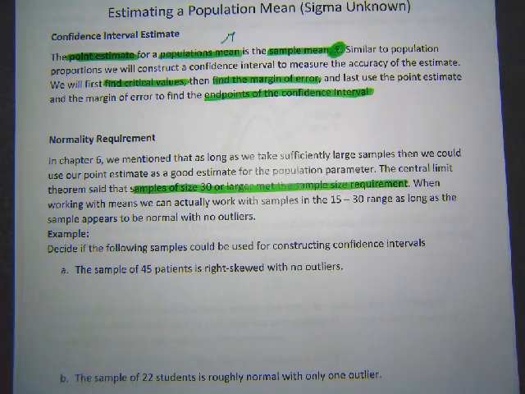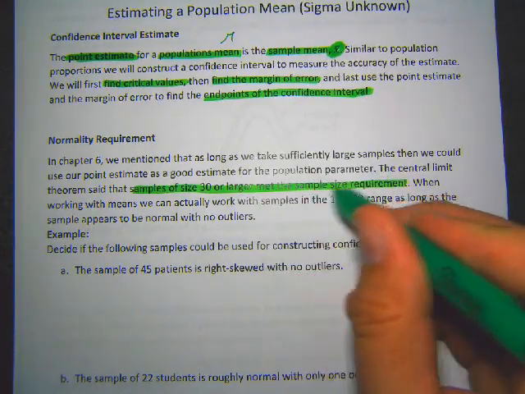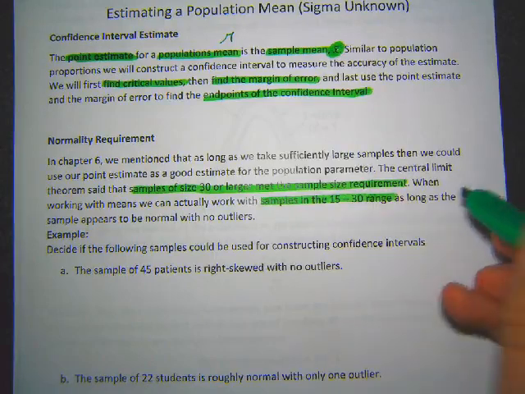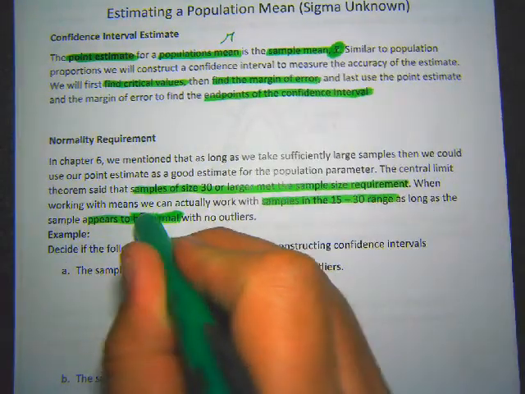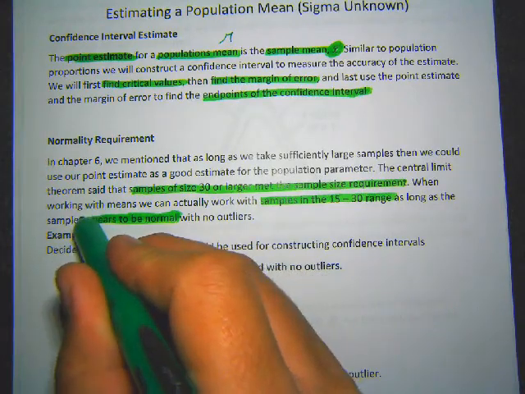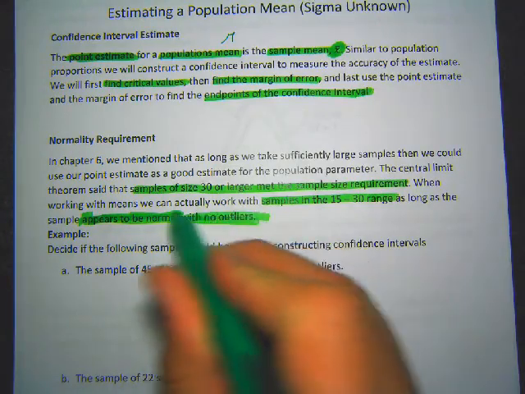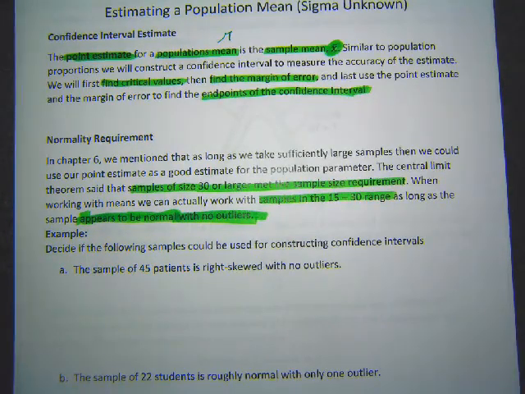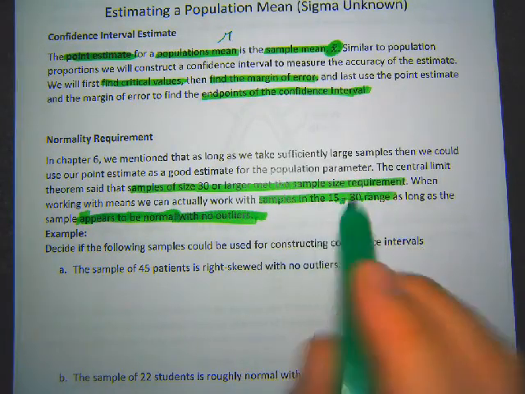But there actually is a way to work with samples that are smaller. You can work with samples in the 15 to 30 range as long as it appears to be normal. So like if you do a normal quantile plot and you graph it, or you do a histogram and you draw it, and it looks normal, and there are no outliers, which means if you do the box plot with the outliers, nothing shows up. So you can work with small samples between 15 to 30, as long as that's true.